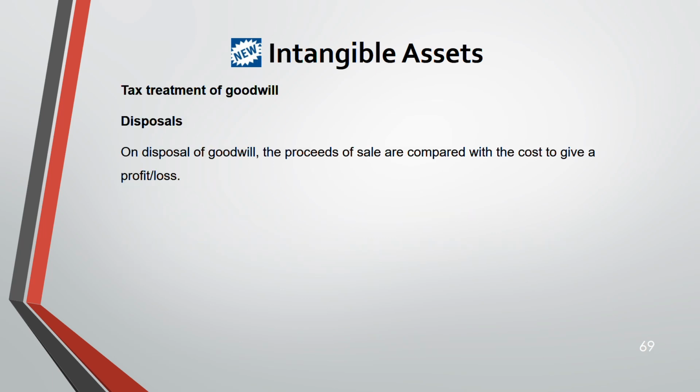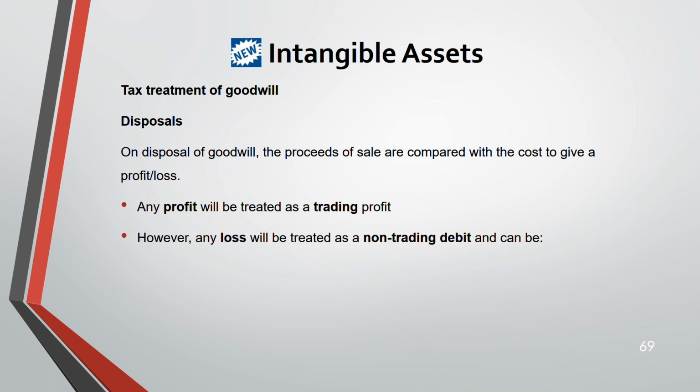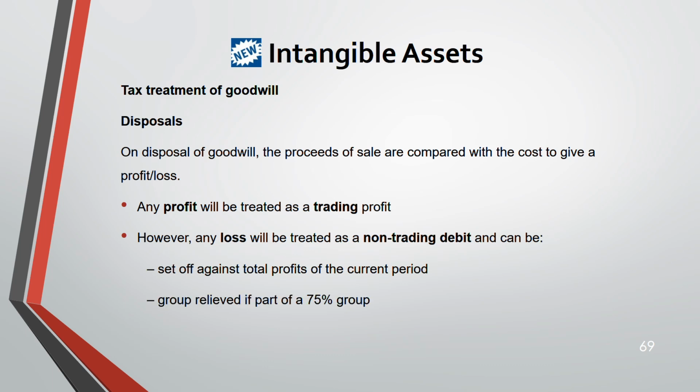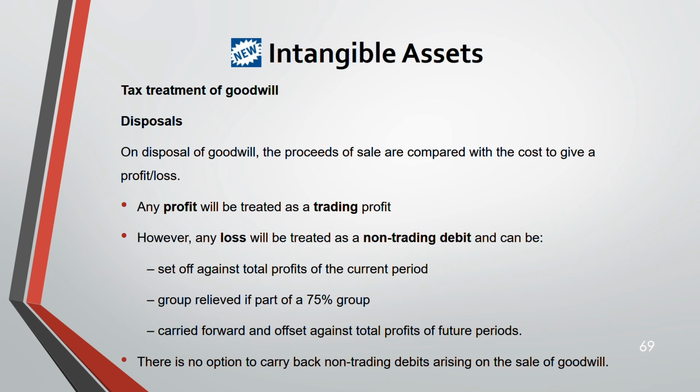So when you're disposing of goodwill, you compare the sale proceeds with the cost to give the profit or a loss. Any profit is a trading profit, any loss is a non-trading debit, and it can be set off against total profit of the current period, group relief if part of a 75% group, or carried forward and offset against total profit of future periods. There is no option to carry back non-trading debits arising on the sale of goodwill.